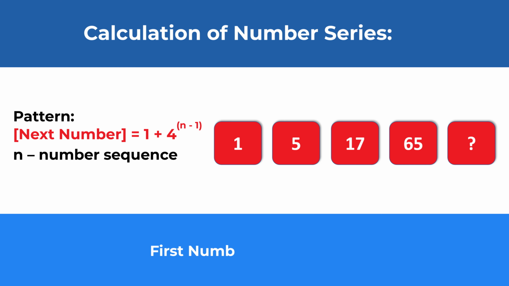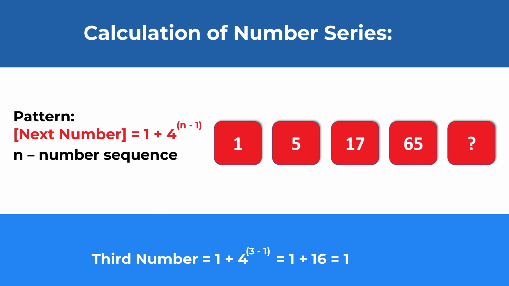The first number is calculated as 1 plus 4 to the power of 0, which is 1. The second number is calculated as 1 plus 4 to the power of 2 minus 1, which is an equivalent of 1 plus 4 and equals 5. The third number is calculated as 1 plus 4 to the power of 3 minus 1, which is 1 plus 4 to the power of 2, which is 16, which equals 17.